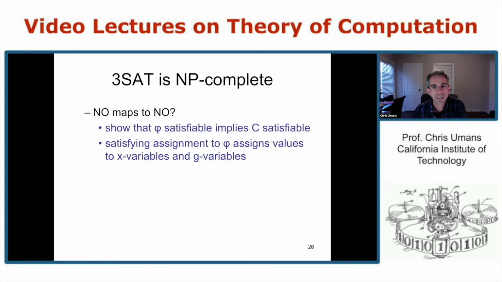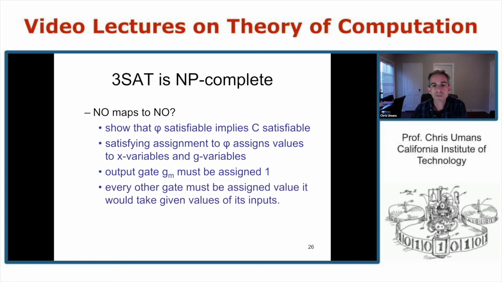So if we have a satisfying assignment to our formula phi, it assigns values to the x variables and the g variables. And what do we know about that? Well, let's work our way down. We know that the output gate variable g sub m must be assigned 1 because we had that singleton clause at the very end, right? And every other gate has to be assigned the value it would take given the values of its inputs, because that's what our clauses forced, right? That was the only way you could satisfy those collections of clauses, one for each gate. And we have a satisfying assignment if we're talking about phi being satisfiable, so there's some assignment that satisfies all of these clauses simultaneously.